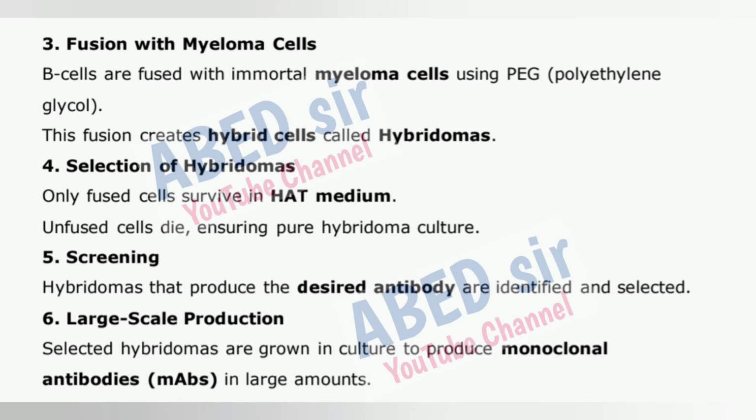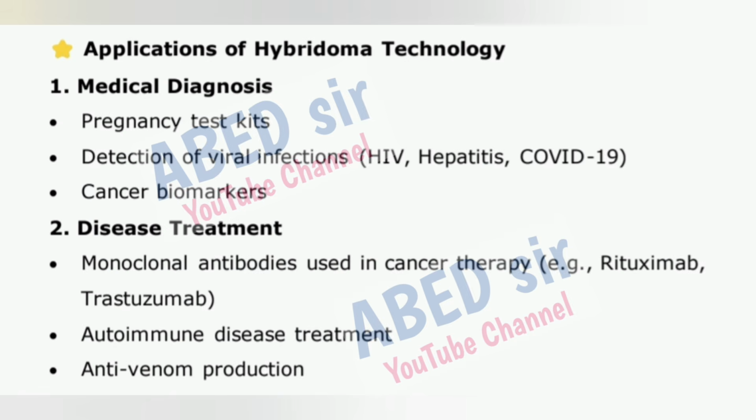4. Selection of hybridomas. Only fused cells survive in HAT medium. Unfused cells die, ensuring pure hybridoma culture. 5. Screening. Hybridomas that produce the desired antibody are identified and selected. 6. Large-scale production. Selected hybridomas are grown in culture to produce monoclonal antibodies, MAbs, in large amounts.